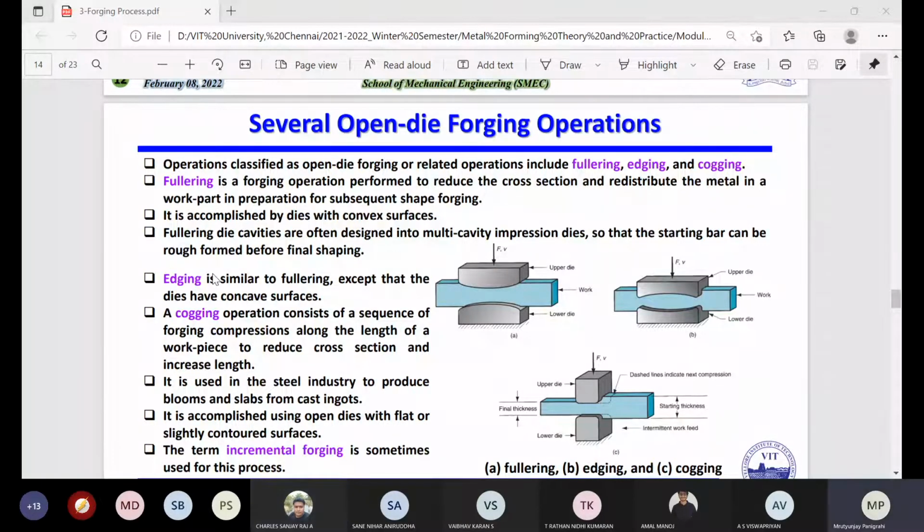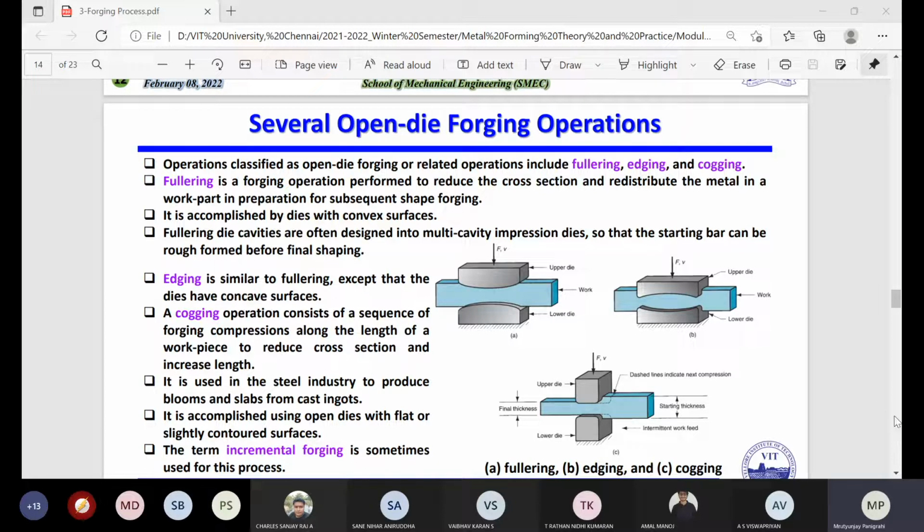Okay, if anyone wants to share, Amal. Sir, three types. Okay. So remember: impression, flashless, and open. First, we discussed the press, like the force applied. One is a forging hammer, or maybe a drop hammer, and the next one is the forging press. Like one is manual and one is with equipment, right?